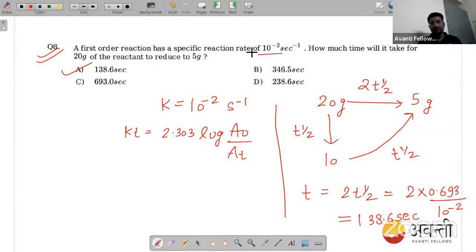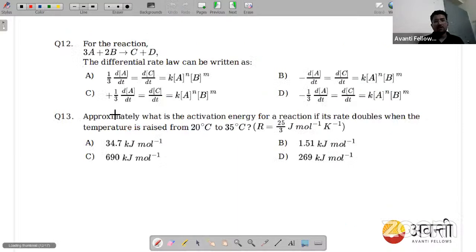Okay, cool. Moving forward, coming to our next question. So this next question is question number 12. For the reaction 3A plus 2B gives C plus D, here we are given one reaction and we have to find the differential rate law for this reaction.